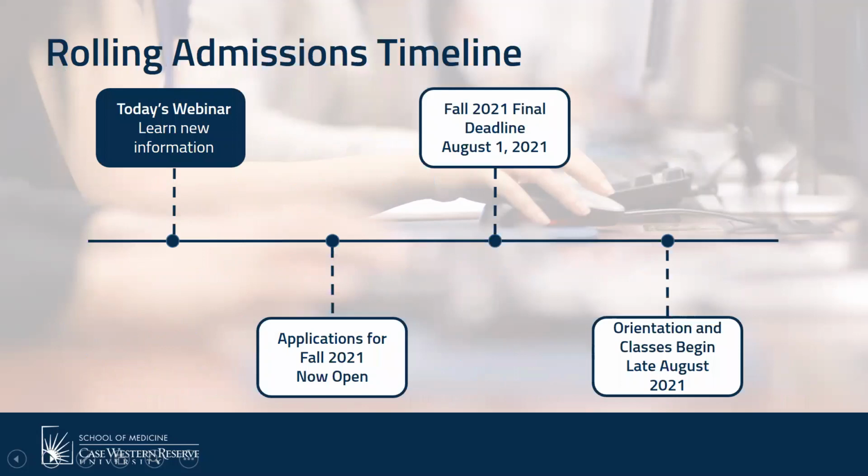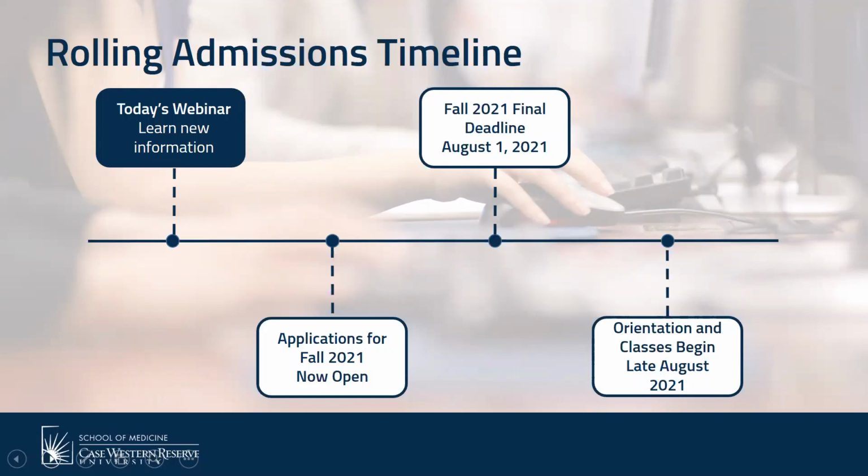So just to clarify timelines, at this point, we're still taking applications. We have rolling admissions. Our final deadline is August 1st. So we are in the home stretch of the application process. We highly recommend that you get your applications in as quickly as you can.